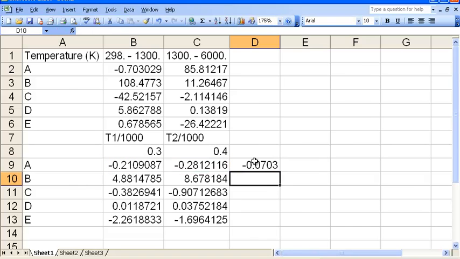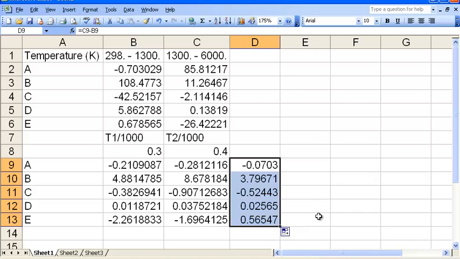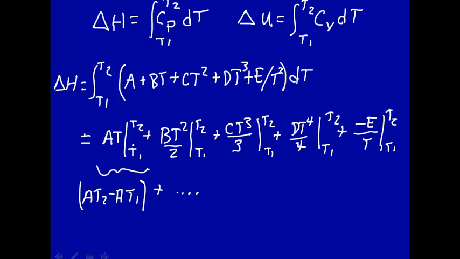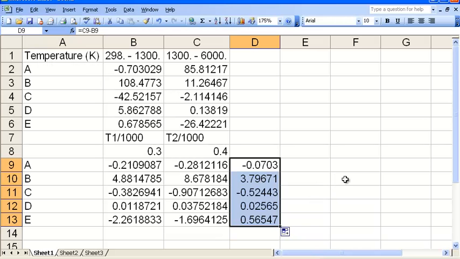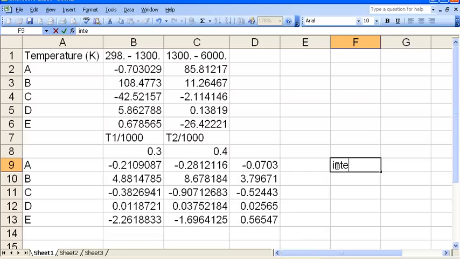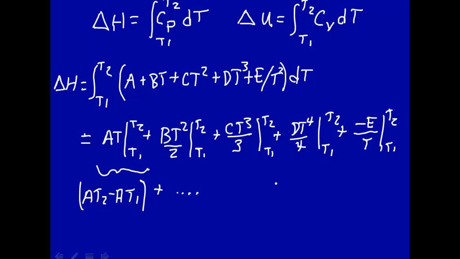So we'll now drag this down. There it is. And then finally, we have to add up all these terms, that plus that plus that plus that plus that. So here, we'll put the sum, or we'll call the sum now the integral. All right, that'll be equal to the sum of these numbers. All right, so there it is. That's the integral of the heat capacity evaluated over T.